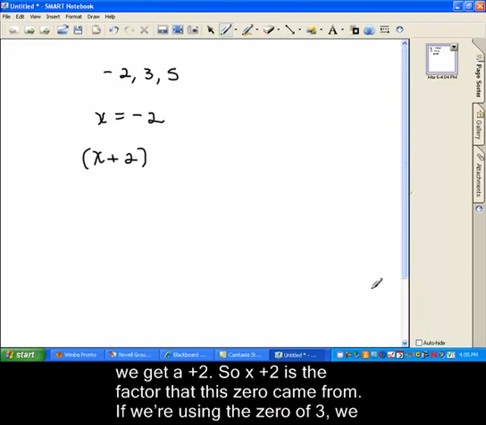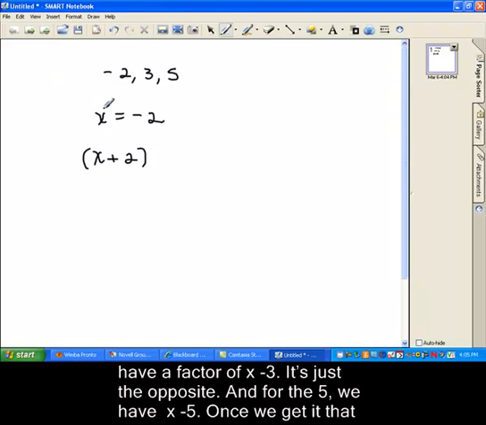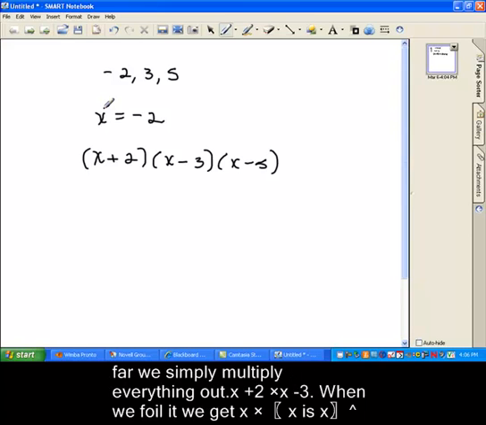If we're using the 0 of 3, we have a factor of x minus 3. It's just the opposite. And for the 5, we have x minus 5. Once we get it that far, we simply multiply everything out.